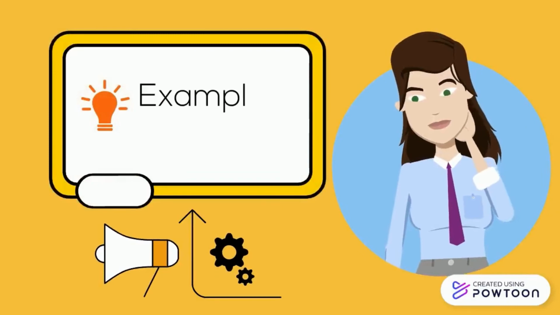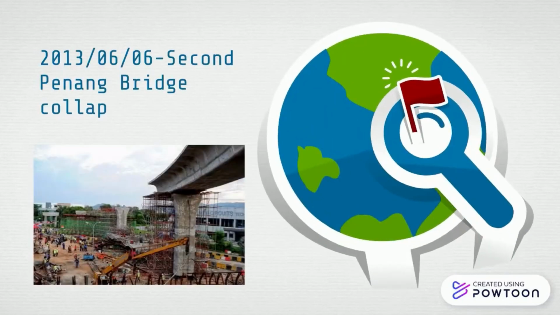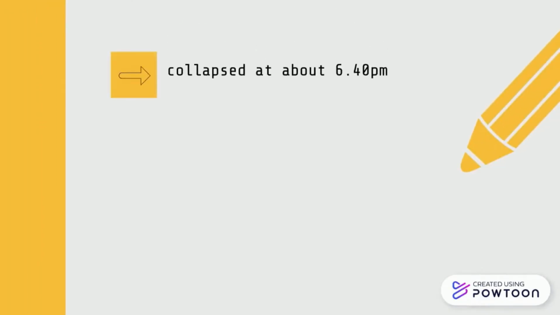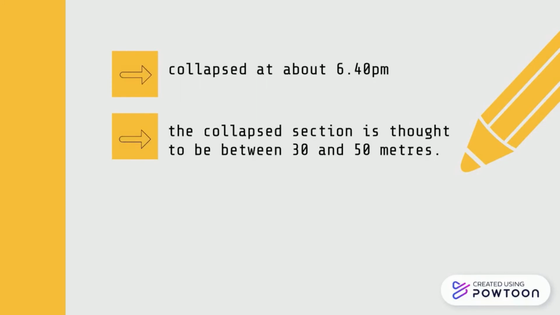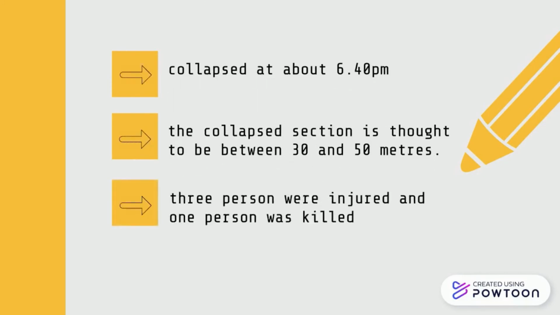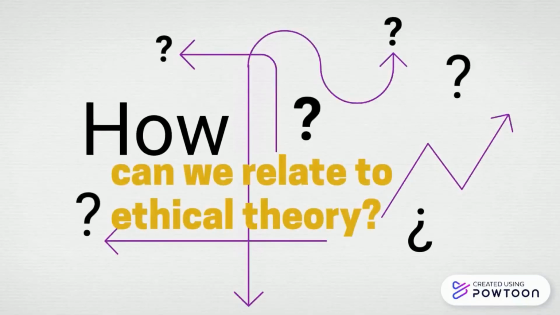The example scenario related to engineering ethics. On 6 June 2013, a ramp under construction at the Penang Second Bridge at Batu Maung Interchange collapsed. The collapse occurred at about 6:40 p.m. and the collapsed section is thought to be between 30 and 50 meters. Due to this incident, 3 persons were injured and 1 person was killed. How can we relate this scenario to the ethical theory?